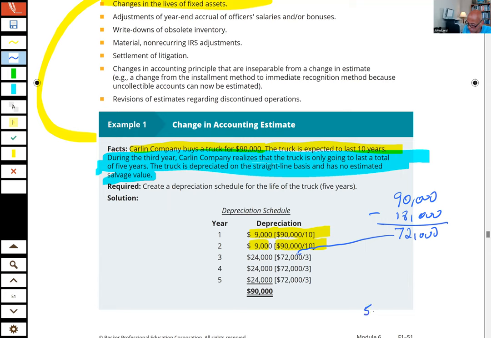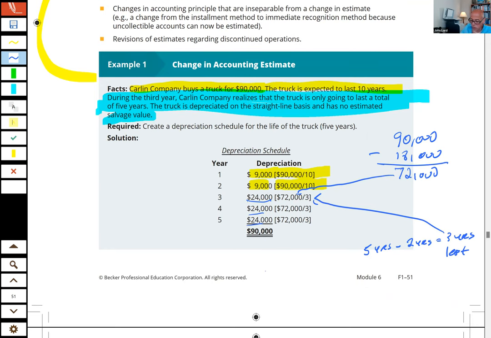Well, if it's 5 years and we have taken 2 years, that means we have 3 years left. So we take that 72,000 and divide it by the 3 years that are left. It's year three, year four, year five. We take the 24,000. We don't go back to year one and say, okay, let's start all over again and restate this. No, we just go forward with that new estimate, change in accounting estimate.